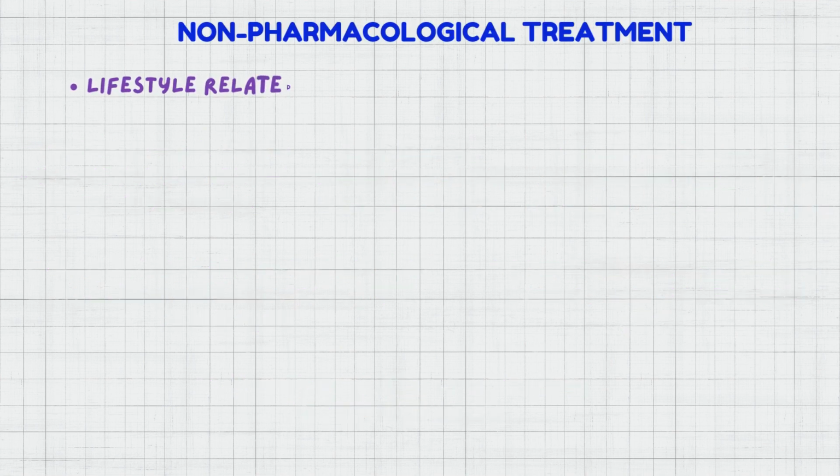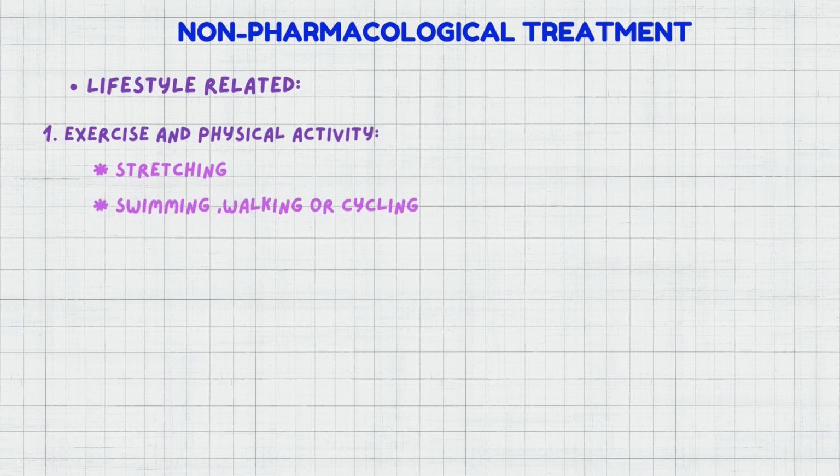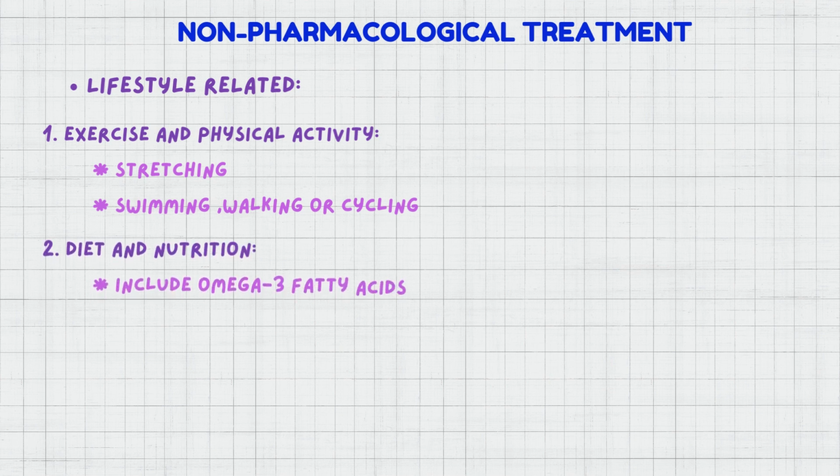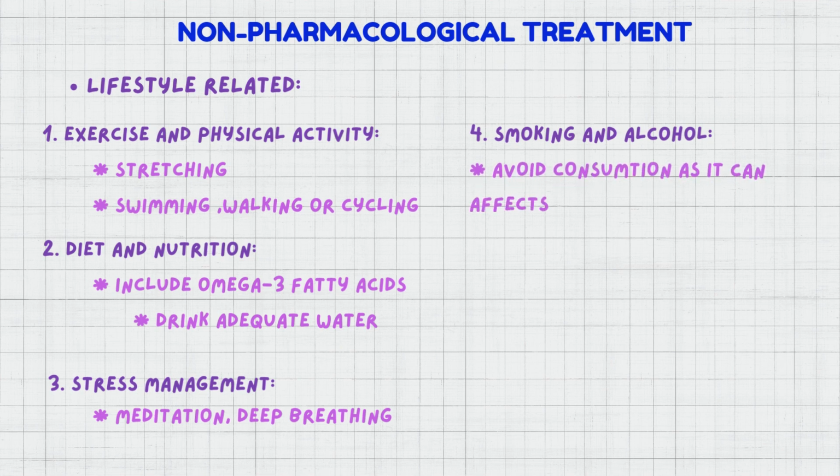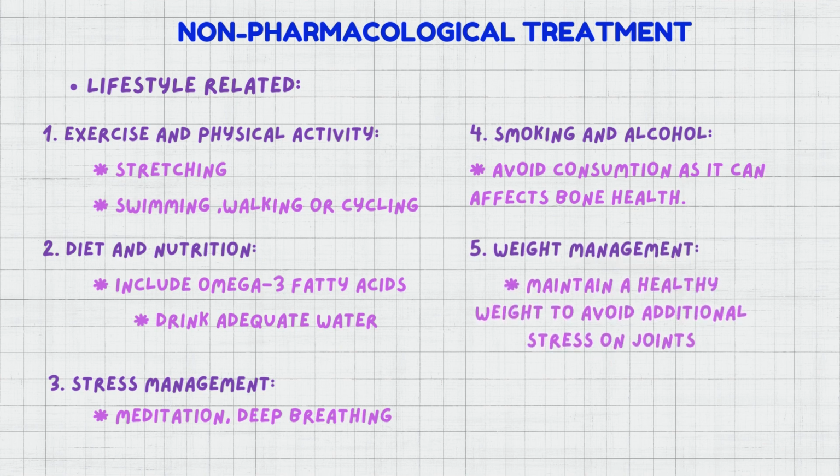Lifestyle-related. Exercise and physical activity: stretching, swimming, walking or cycling. Diet and nutrition: include omega-3 fatty acids, drink adequate water to keep joints healthy. Stress management: meditation, deep breathing. Smoking and alcohol: avoid consumption as it can affect bone health. Weight management: maintain a healthy weight to avoid additional stress on joints.